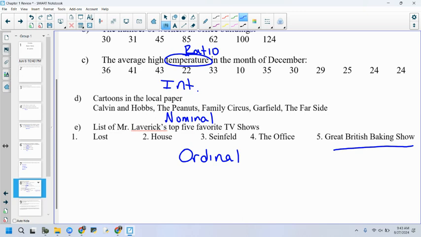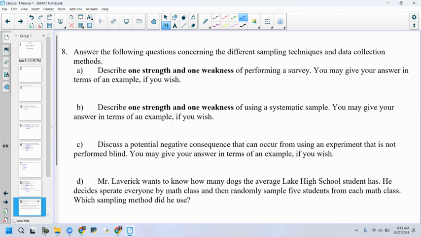Okay, let's take a look at the next one here, number 8. Answer the following questions concerning the different sampling techniques and data collection methods. Give me one strength and one weakness of performing a survey. Well, I would say a strength of performing a survey is that it's very easy to perform, right? It is not very difficult to perform. You can blast it out through email and get a really quick response. One weakness, you might not get really valid data.